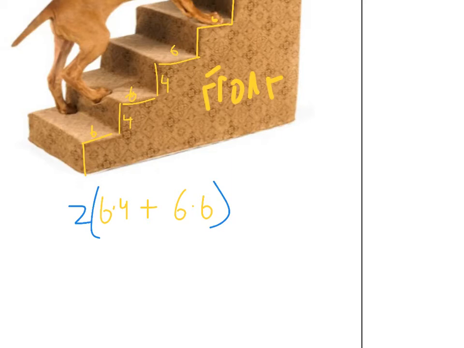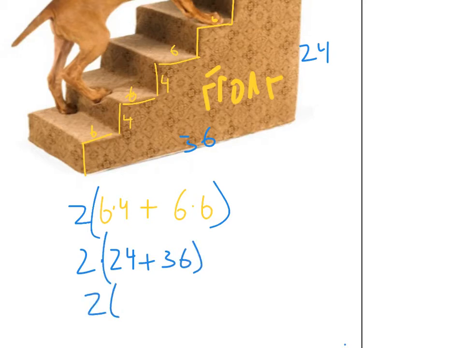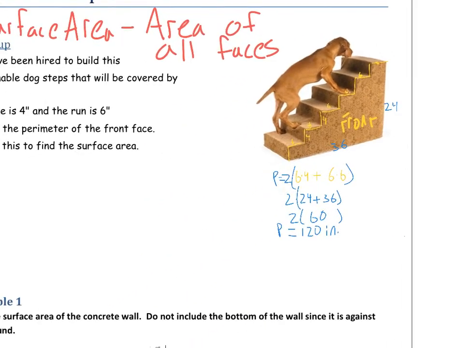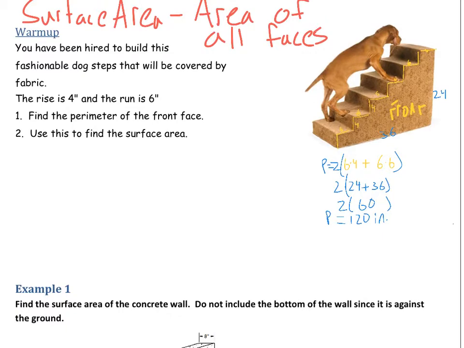So 6 times 6 is 36. And 4 times 4 is 24. So we have 2 times 24 plus 36. And 24 plus 36 is 60. So that is 120 inches. That's the perimeter of that front face. Okay? All right. So we found the perimeter. Now that's not going to be useful to us in a second. Okay? Now we want to find the total surface area.